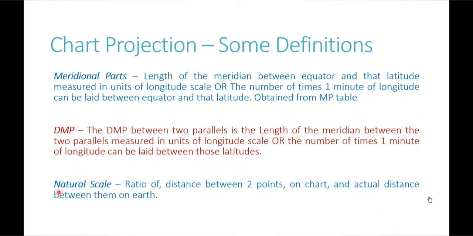The third definition which comes ahead is the natural scale of the chart. Natural scale of the chart is the ratio of the distance between 2 points on the chart and the actual distance between them on the earth's surface. So that is the natural scale of the chart.